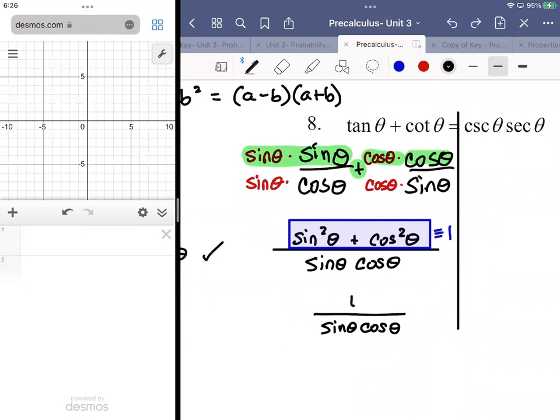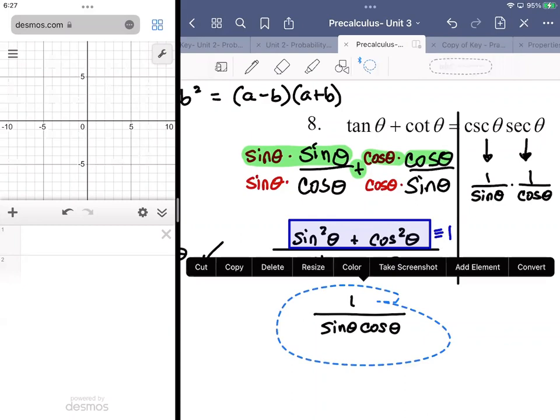But what I'm going to do is shift gears and say, maybe it's easier to just work the right-hand side. As long as you work the 2 sides independently of one another, and don't bring anything from one side to the other, then you're in good shape. You're not breaking any rules. Cosecant is 1 over sine of theta. Secant is 1 over cosine theta, which when multiplied gives you the thing that you're looking for, which is 1 over sine theta cosine theta.